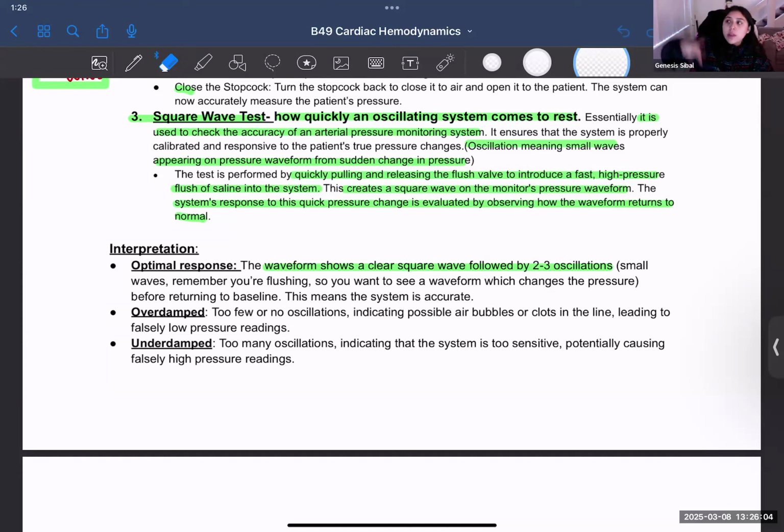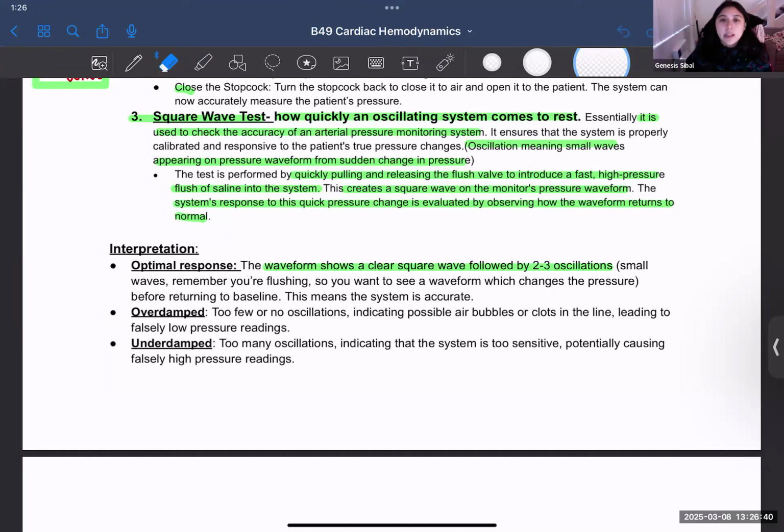It allows it to go, and then you'll see on the waveform, because obviously you want to make sure the transducer is reflecting the pressure from the line to the monitor, right? And it's changing that into a waveform. You want to make sure that's happening and it's monitoring the pressure correctly. So how do you do that? Well, you pull on the flush valve, and then obviously it monitors more pressure. You're going to see on the monitor a higher waveform. So you pull on the flush valve. It's basically like a test, right?